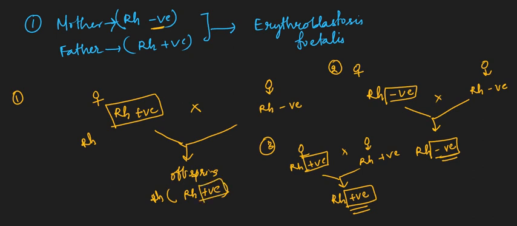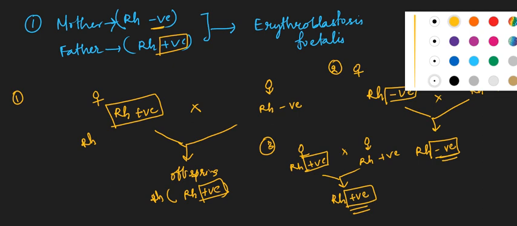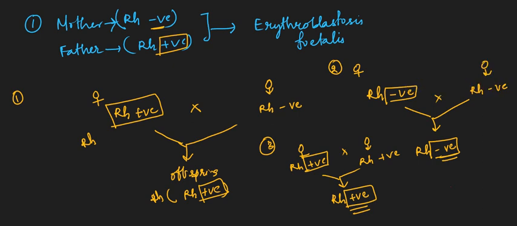So the only condition where the problem occurs is when the mother is Rh negative and the father is Rh positive. Fine. So what can we do to prevent this? First of all, before marriage there should be medical counseling. It is the best, like prevention is better than cure. And if this happens, then what will we do? We can use an injection, that is Rogam. Fine? Rogam injection.